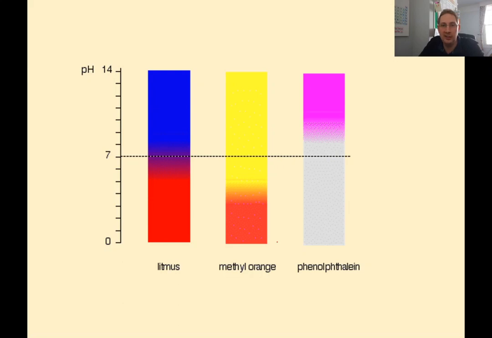You do need to know certainly these two indicators, ideally litmus as well. You should be familiar with this one from Key Stage 2. Litmus indicator, blue in alkaline solution, red in acid solution, and purple at exactly neutral. Methyl orange, well, it's orange, so you know the two colours that are going to make it up, red and yellow. Just like litmus, it's red in acid and it's yellow in alkali.